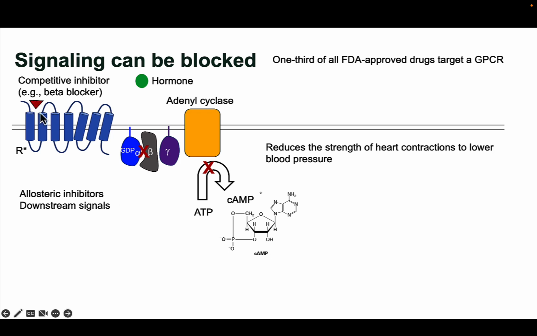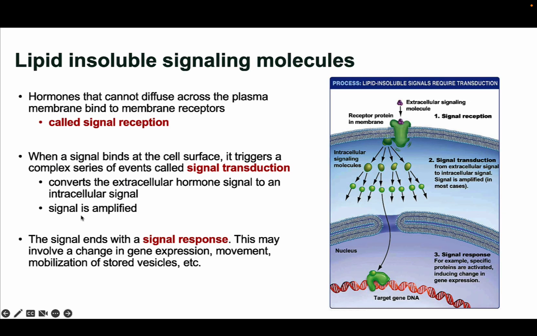There's different types of inhibitors for G protein coupled receptors. We can get allosteric inhibitors that bind somewhere else in the protein and shut it off. And we can also inhibit downstream signals. So for example, if we inhibited adenyl cyclase, it wouldn't matter if there was hormone around. If we inhibited adenyl cyclase, we wouldn't get any cyclic AMP. So that's what I mean by inhibiting downstream signals.